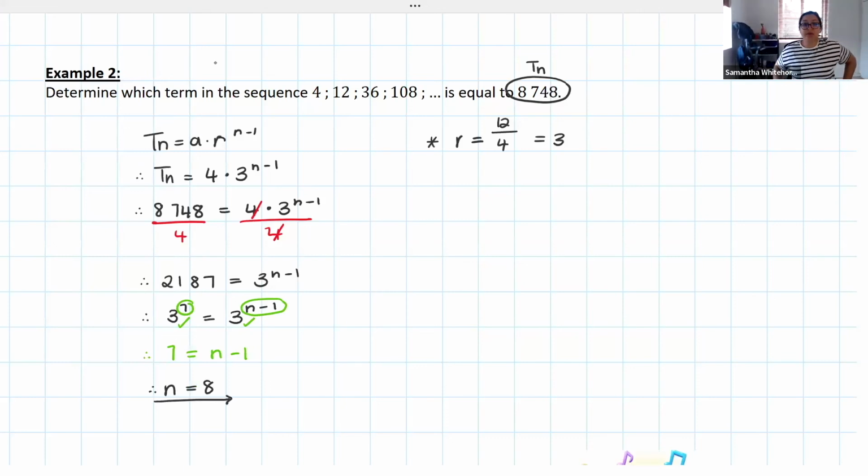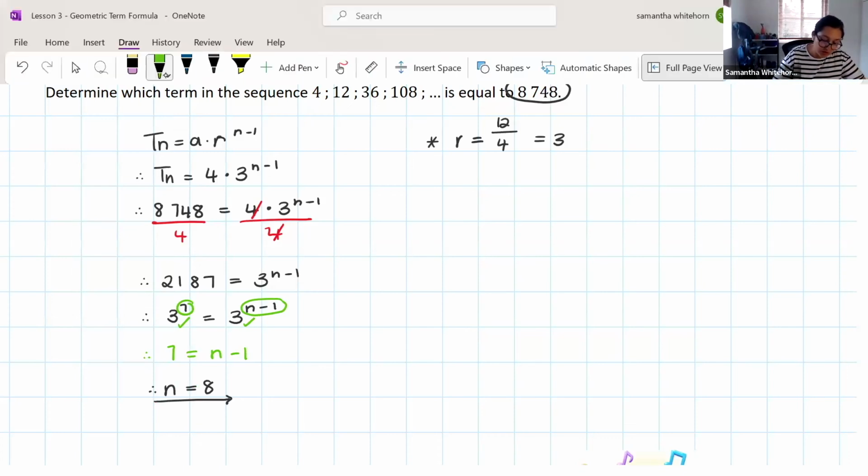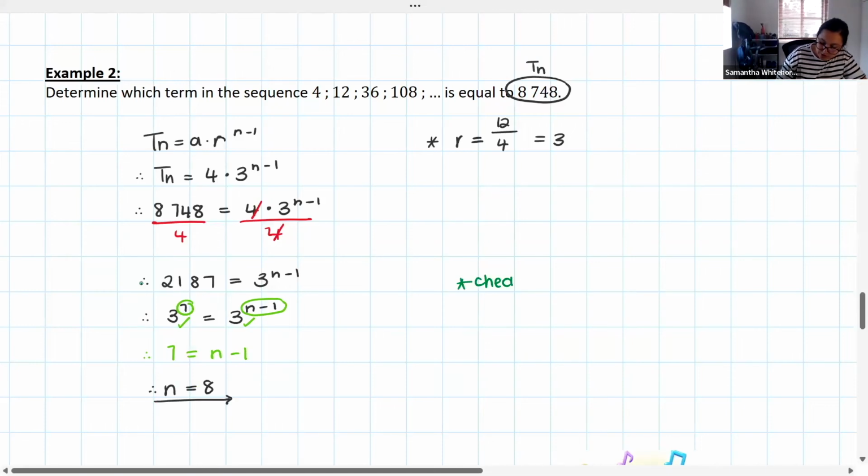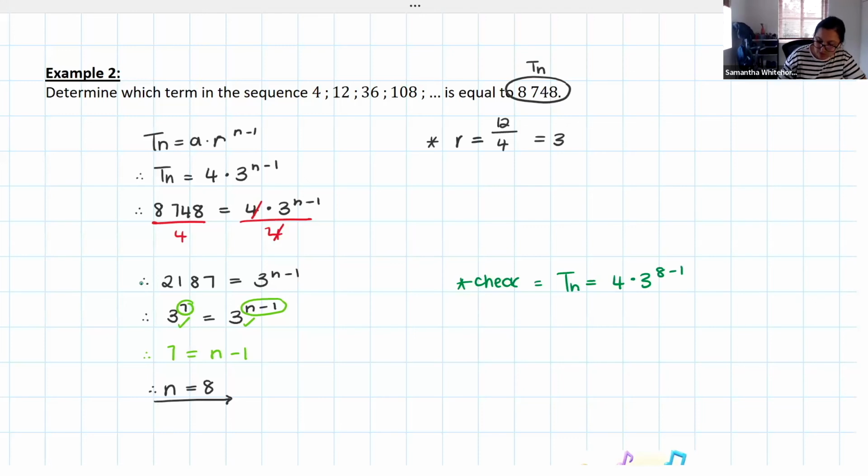Right, obviously remember guys that once you have that equation, you can go check yourself. So if you're not 100% sure that what you've done is actually correct, do a check. So if you now go and say Tn is equal to 4 times 3 to the power 8 minus 1, make sure you actually get the 8,748.